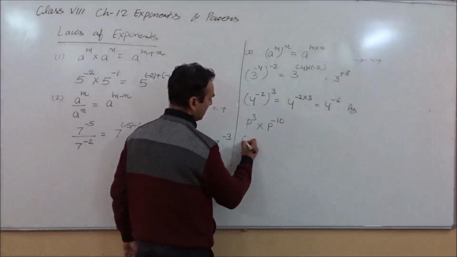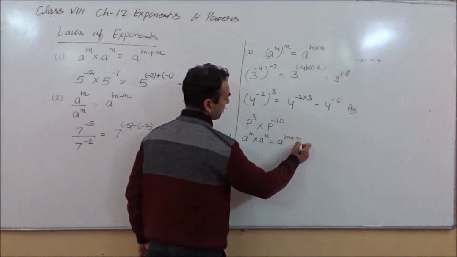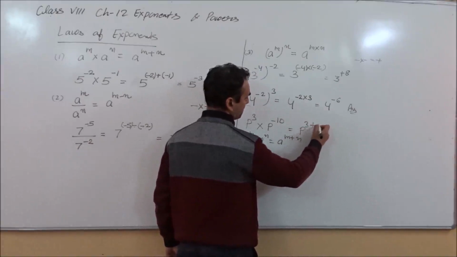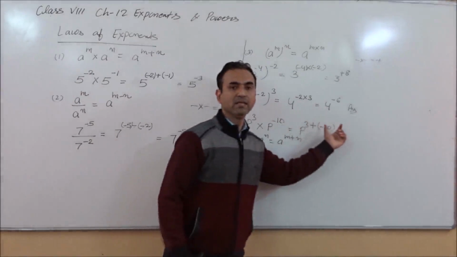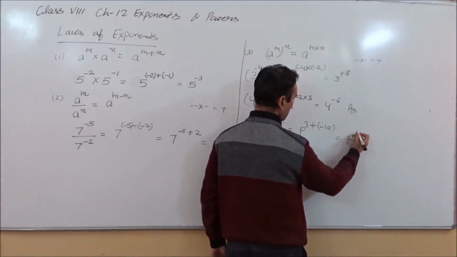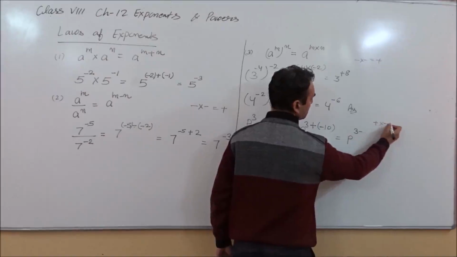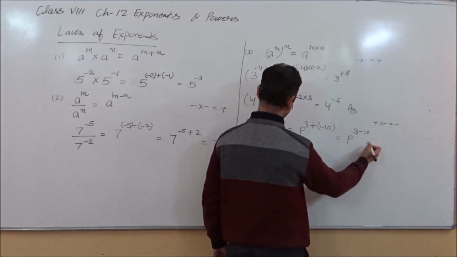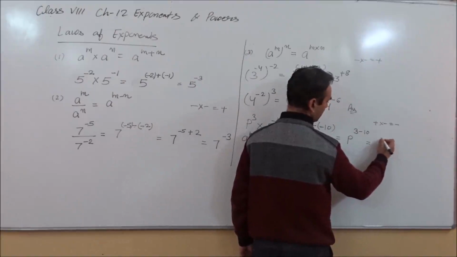First, we write a raised to m multiplied by a raised to n is equal to a raised to m plus n. By using this law, we can write p raised to 3 plus minus 10. Whatever exponent is given, you have to take it with its sign, minus if it is negative, otherwise positive. So p raised to 3 plus minus 10. So 3 minus 10 is minus 7.